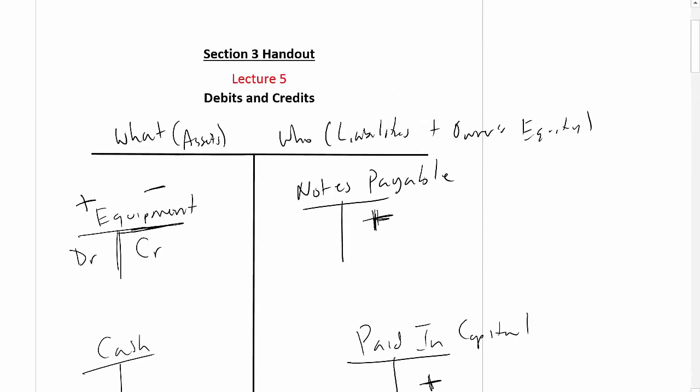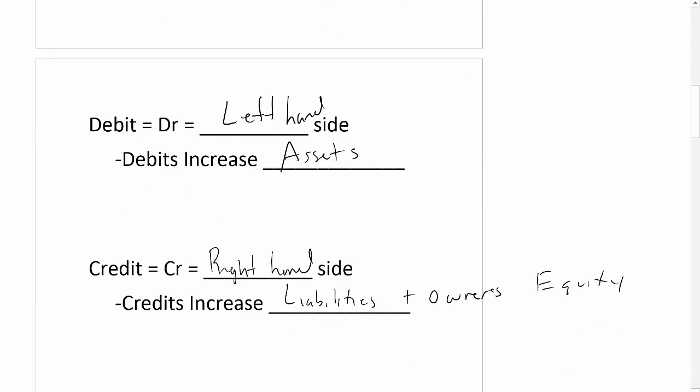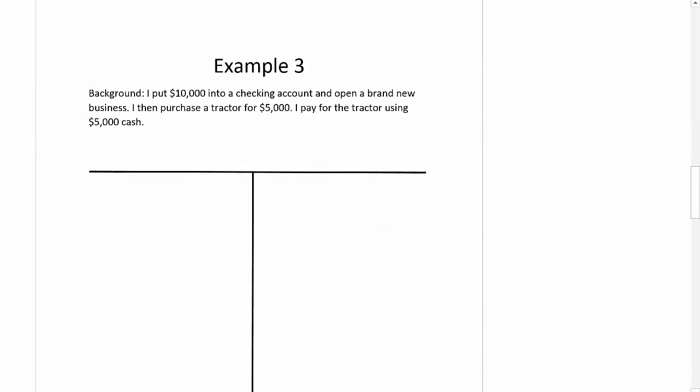Look again, okay? So assets, equipment, we debit it, which is the left-hand side. It increases it. And liabilities, to increase it, we must credit it, which is the right-hand side. Paid in capital, same thing. Right side, which is a credit, is the way we increase it. Credit equals CR, which is the right-hand side. Credits increase liabilities and owner's equity. So with that being said, let's go through an example together.